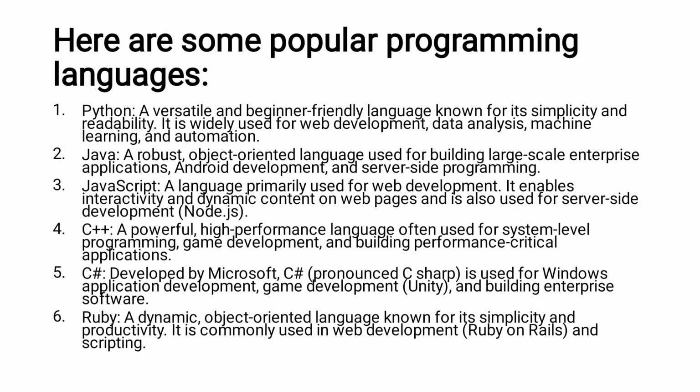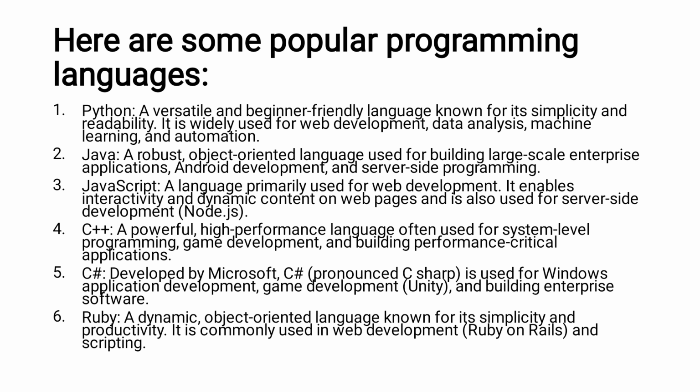The next programming language that we have is Java, and we're saying Java is a robust, object-oriented language used for building large-scale enterprise applications, Android development, and server-side programming. Now, Java is what is mostly used for web applications, so most of the apps that you have on your phone are built on the foundation of Java.